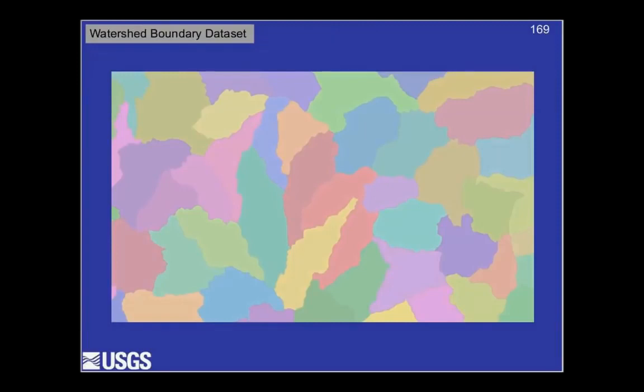Paralleling the development of the NHD was the development of the Watershed Boundary Data Set, or WBD, jointly produced by the USGS and the Natural Resource Conservation Service. This data set defines the perimeters of watersheds, or drainage areas on the landscape, and was completed in 2010.